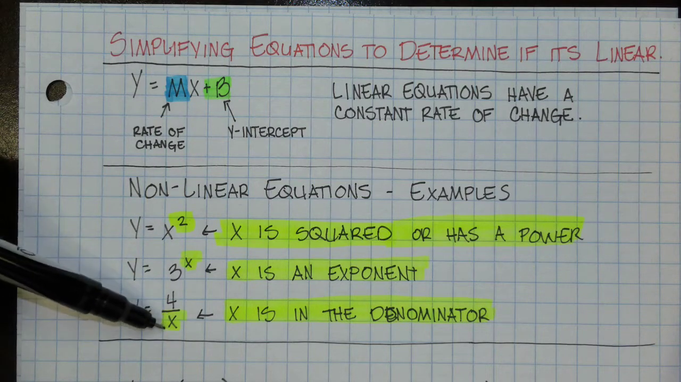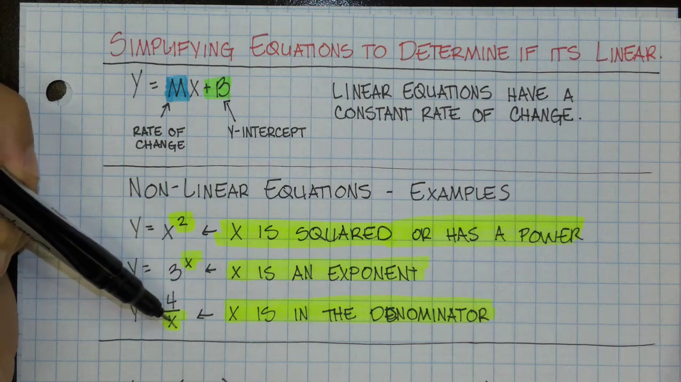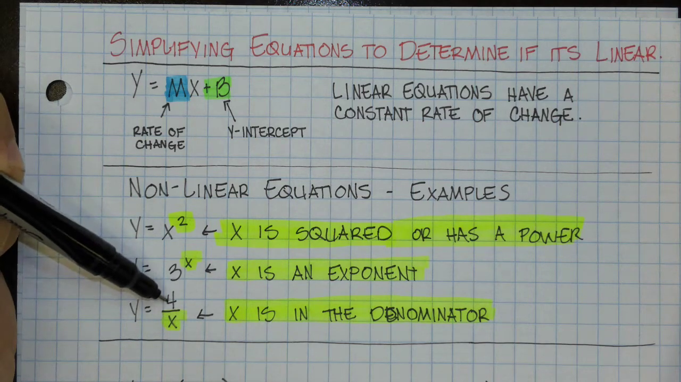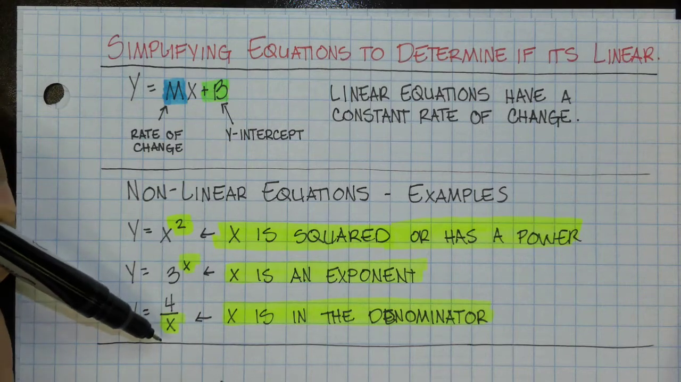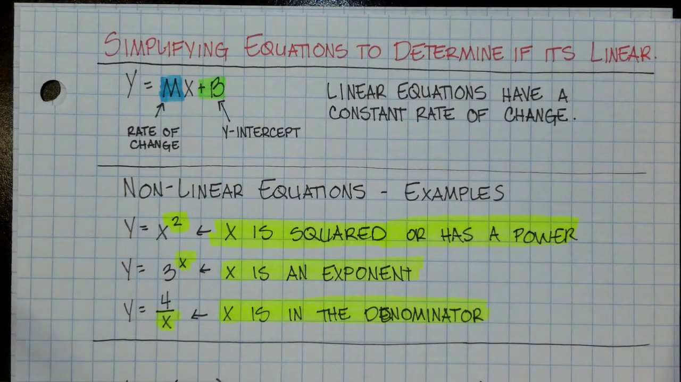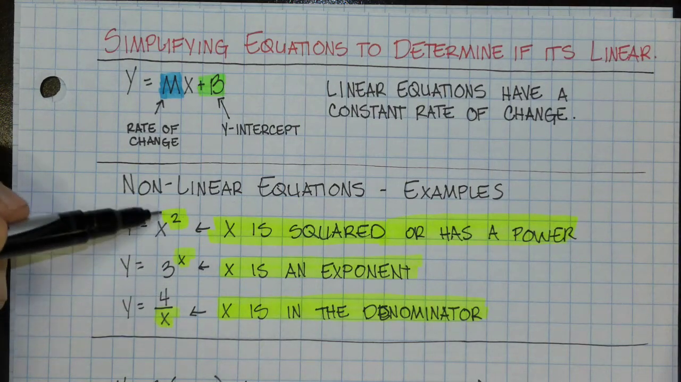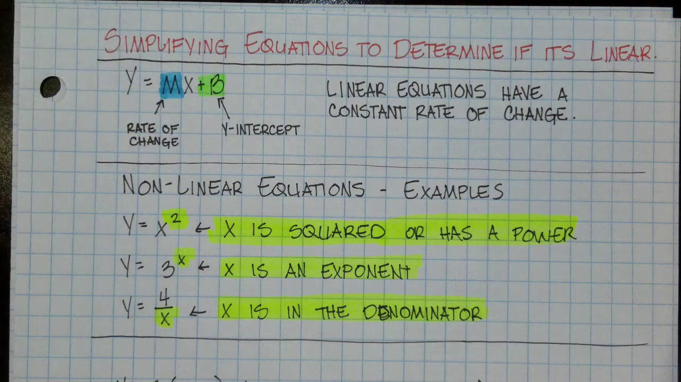Y equals 4 over x. Well, anytime x is in the denominator position, it is nonlinear, because think about if you substituted in 0 for x, you can't do that operation, right? You can't divide anything by 0, and you'd end up with an error on your calculator. And therefore, it would not have a constant rate of change. Okay, so knowing that, if we simplify things down and they look like one of these, they're going to be nonlinear. And if they look like this form, they're going to be linear.